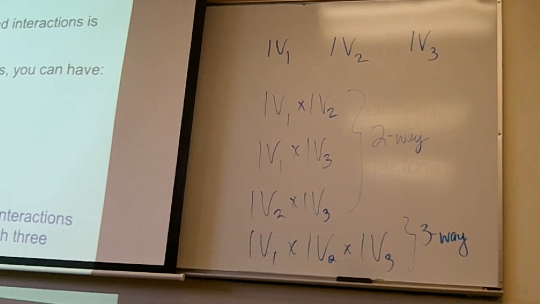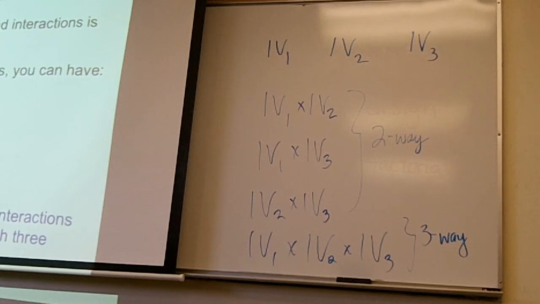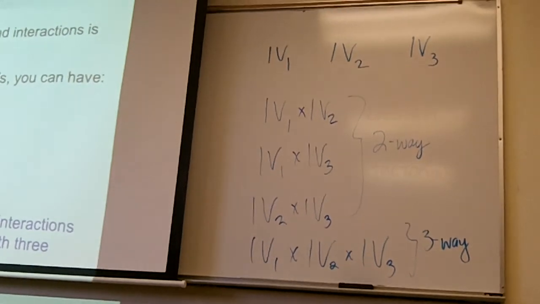So the answer here is you would have 3 main effects, 1 for each IV, and you have a possibility for 4 different interactions. 3 interactions that are two-way, and 1 interaction that's three-way.